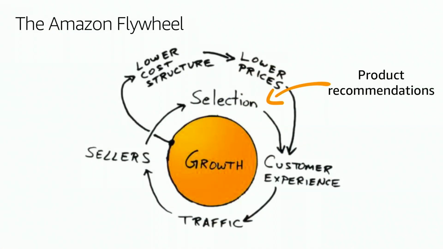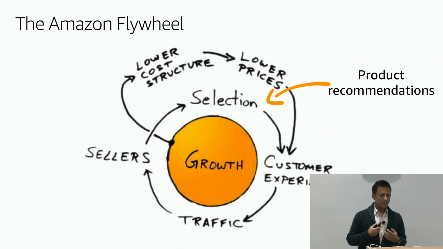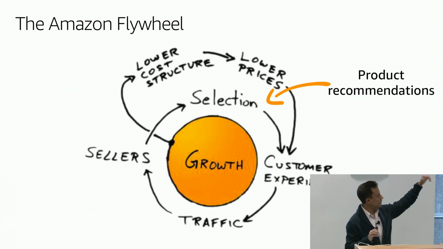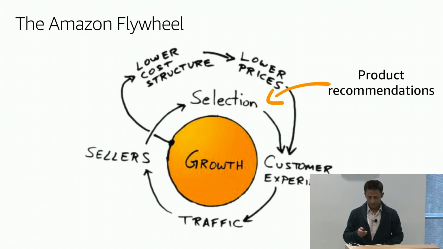So that's one story. So what does that do? Once you do that, tying it back to the flywheel, it basically allows you to provide better product recommendations, which enhances customer experience. So that's just an example of how you can tie your business problem to the machine learning problem, and how you can link it back to the flywheel of growth.